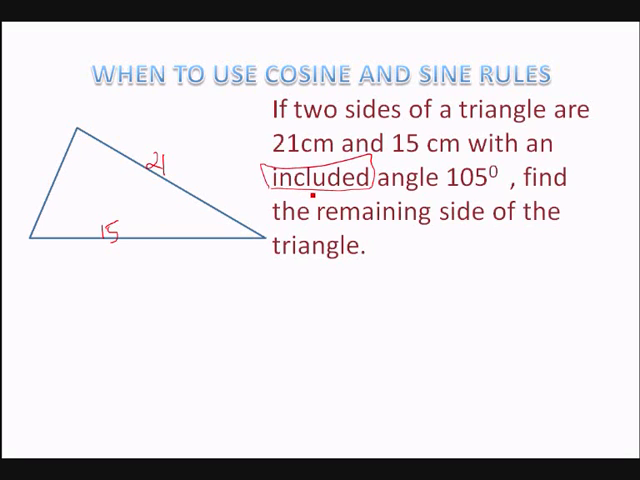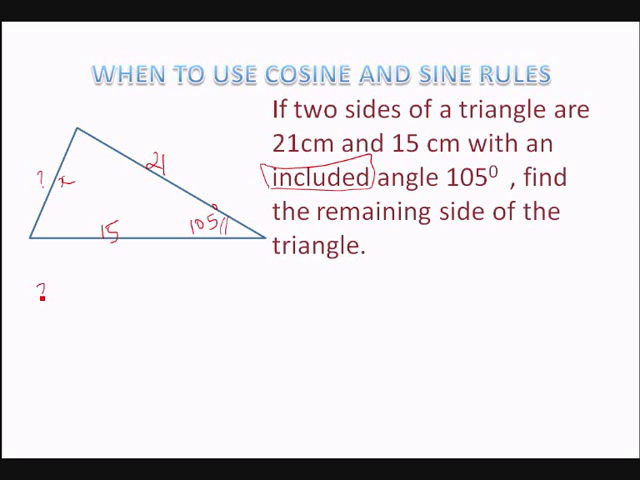The included angle is very important. The angle should be included between these two sides, the given sides. So this angle should be 105. Since it's a rough sketch, it shows an acute angle. It is supposed to be an obtuse angle. So this is the given condition of the triangle, and we are supposed to find this side. So let me name this side as x.